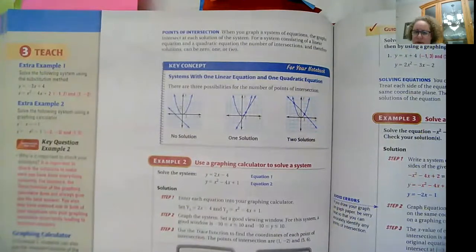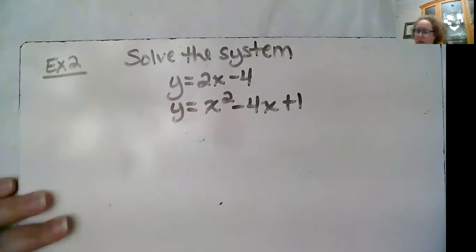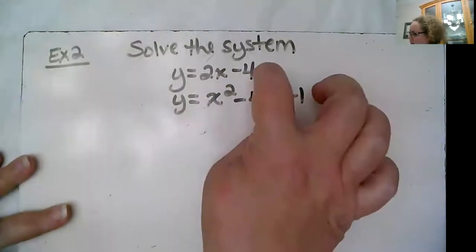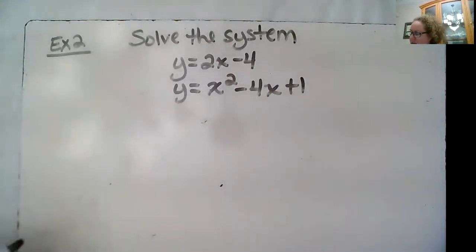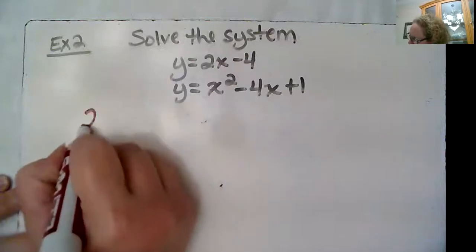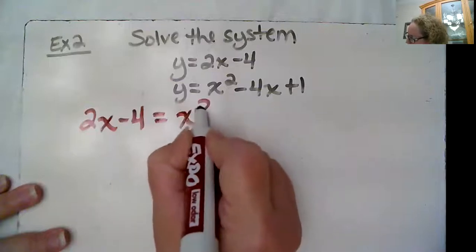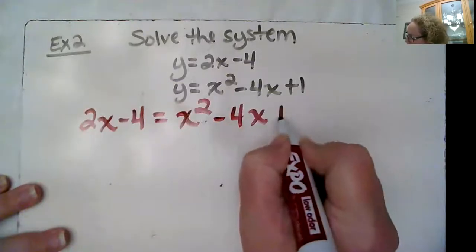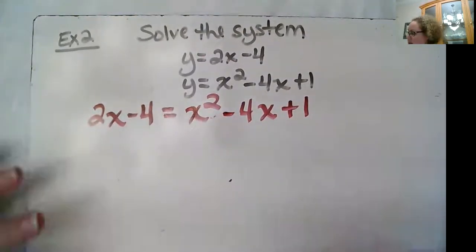So now I'm going to do example 2. They talk about doing it with a graphing calculator, but I'm not going to use my graphing calculator. We're going to solve it. So here's example 2. It's our line and our parabola. Since they're both already set up for y's, we're going to set the two equations equal to each other. So we have 2x minus 4 equals x squared minus 4x plus 1. So we're going to combine our like terms.